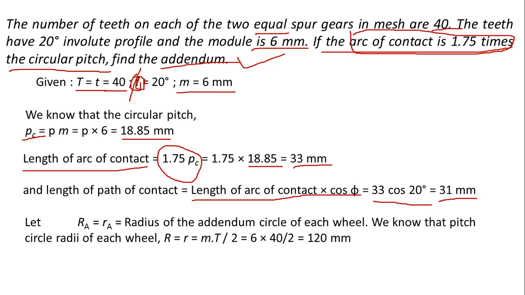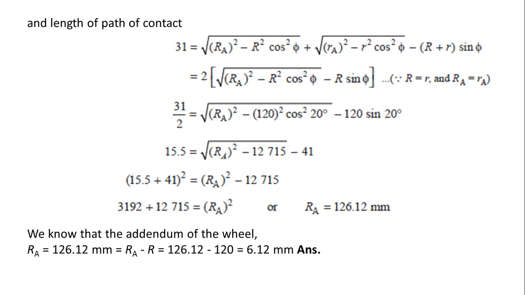Now let us take RA and small ra, that is the radius of the addendum circle, because both will be nothing but the same, because the number of teeth is equal. Okay, so either take capital R or small r, nothing but the same values. So it is mT by 2. So you know that radius is mT by 2. So substitute this value, you get radius as 120 mm. Okay, so this is the pitch circle radius.